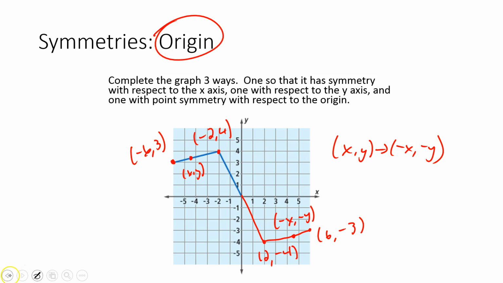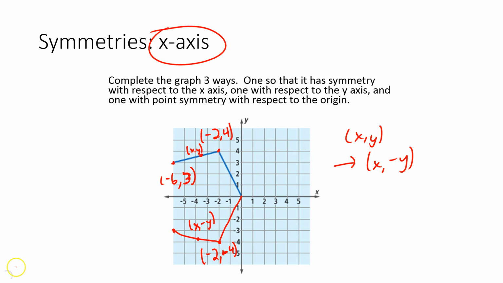So these also have names. X-axis symmetry, this is one we talked about on Friday where we said it's not going to pass the vertical line test, right? It's going to have a couple things that aren't going to work out. So this one actually is not a function at all. That's one that we usually don't consider.